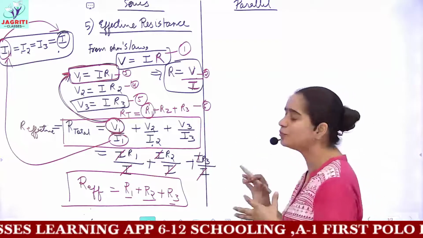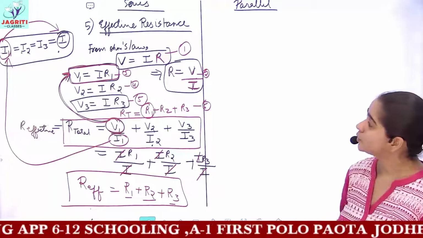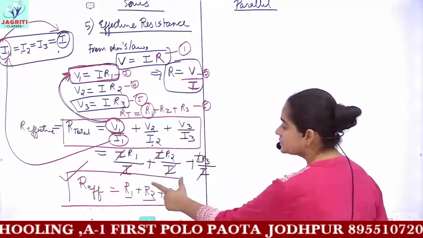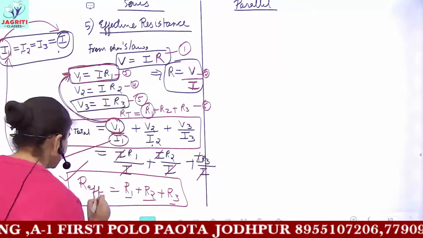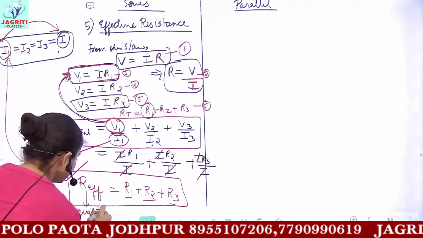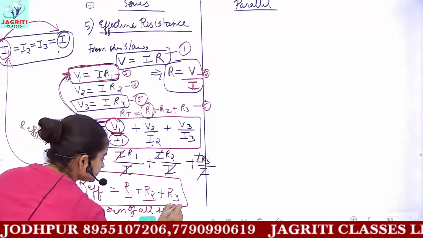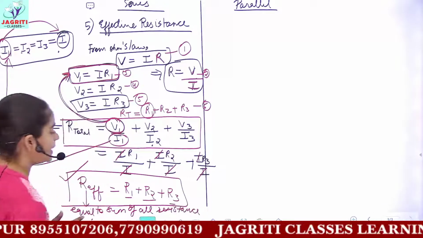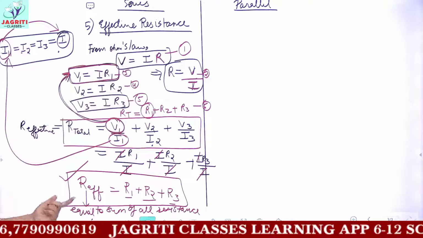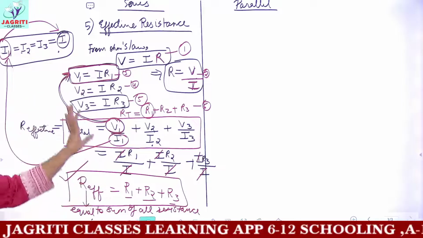We'll be doing some questions, and then your concepts will become clearer. I hope this is clear, how the effective resistance in series is obtained. You can write that effective resistance in series combination is equal to the sum of all resistances. This is the line given in your books. And how this came, I hope this is very simple.